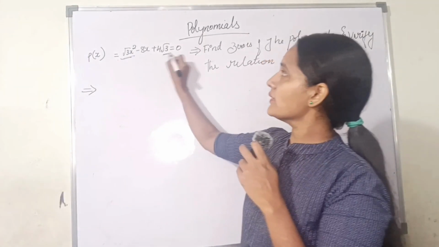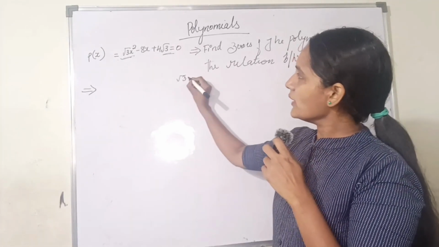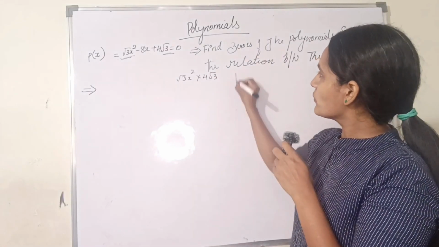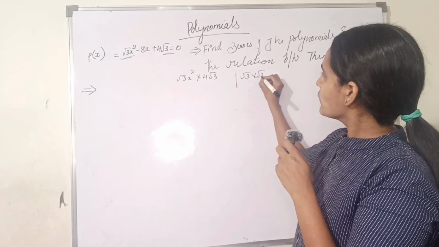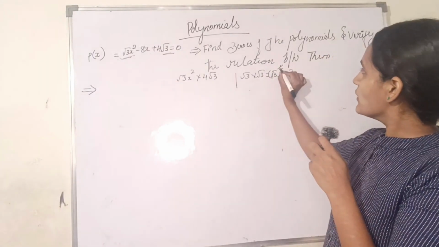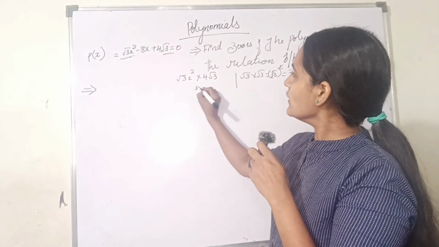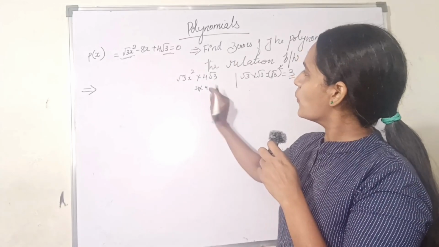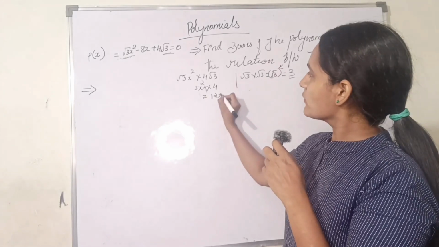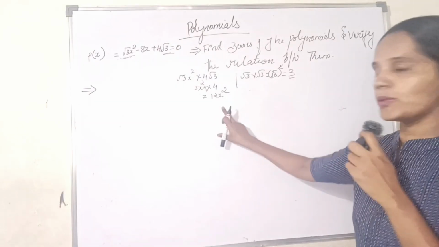We'll do the factorization step first. We will multiply the first term into the last term. That is root 3 x square into 4 root 3. Now root 3 into root 3 is root 3 whole square. Root and square get cancelled, then you will get 3. So 3 into 4 x square, what you will get? 12x square. Correct? So first term into last term multiplication, you will get 12x square.